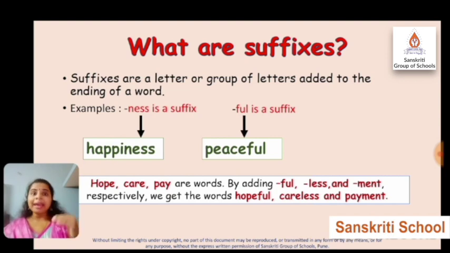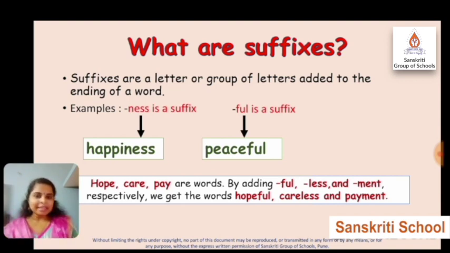Again, a few more examples. Hope, care, pay, all these are root words. If you are adding letters at the end of these root words, you get new words. Hope becomes hopeful, full of hope. Care becomes careless. Less means without. So without being cared. Payment, doing something. You're doing an action. You're paying. So all these are examples of suffixes.